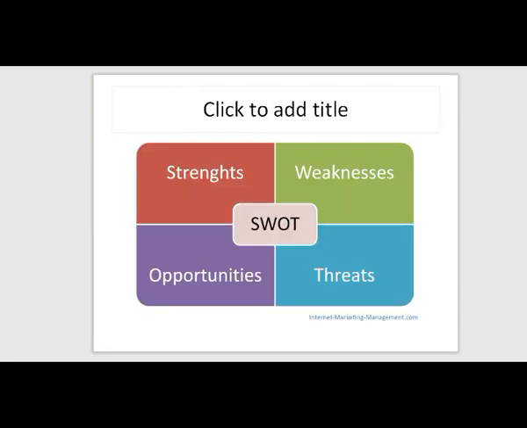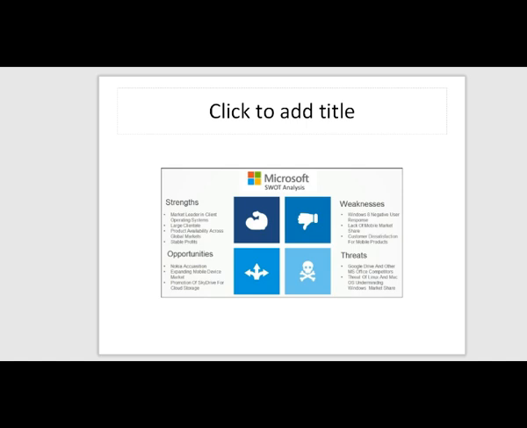SWOT analysis. SWOT analysis stands for strengths, weaknesses, opportunities, and threats, and it is a tool that is used to assess a firm's internal and external environment. This slide represents the SWOT analysis of Microsoft.